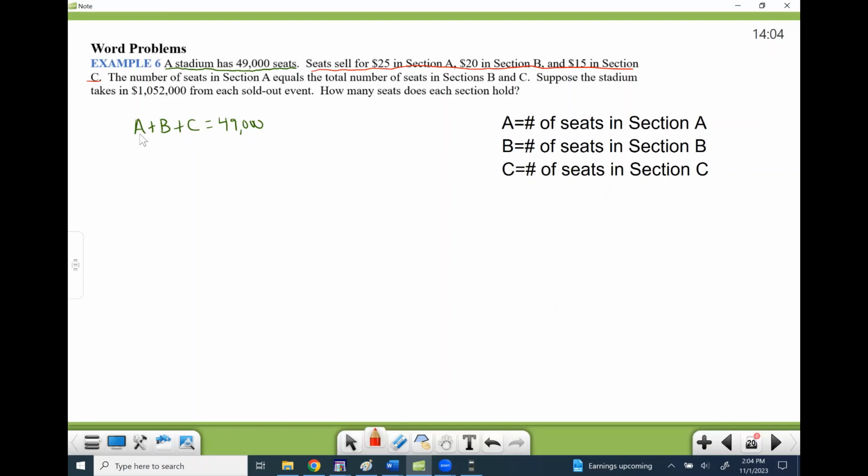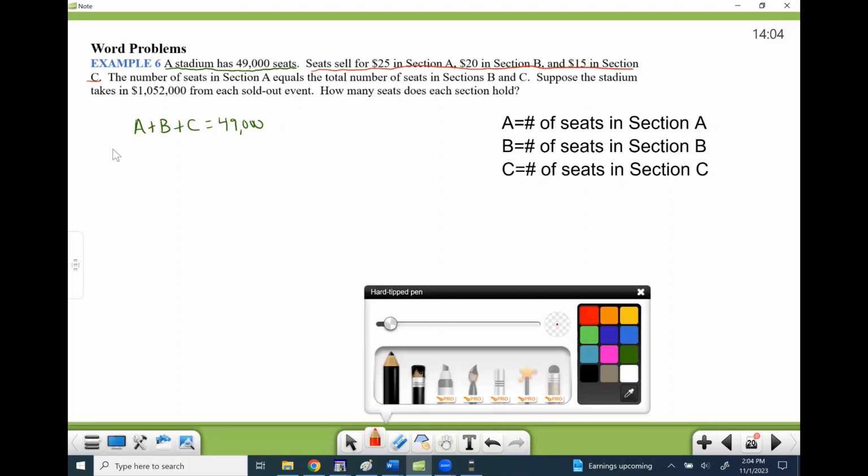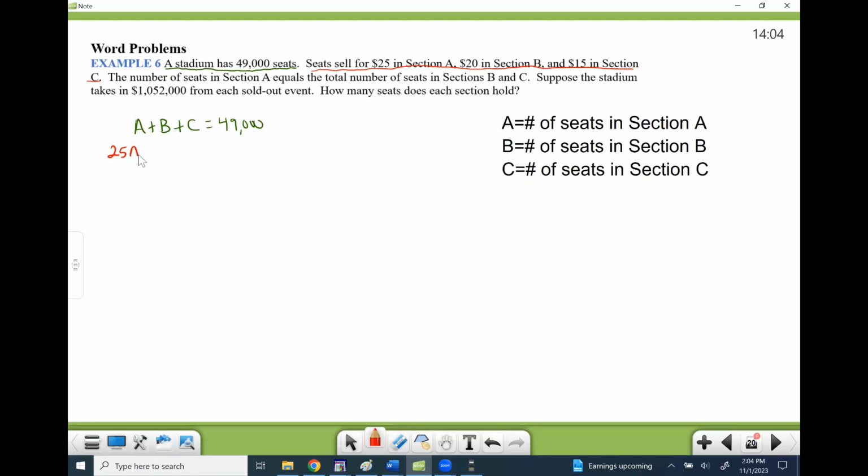Every now and then I'll have students who will mix this up. They'll be like A plus B plus C equals 1,052,000. But there's no money involved here. There's only seats. So for this equation right here, where we start to include the dollar bills, right? $25 for section A, 20 for B, and 15 for C. Those are all the dollars. So I might as well toss in the 1,052,000 because that's also in dollars, okay?